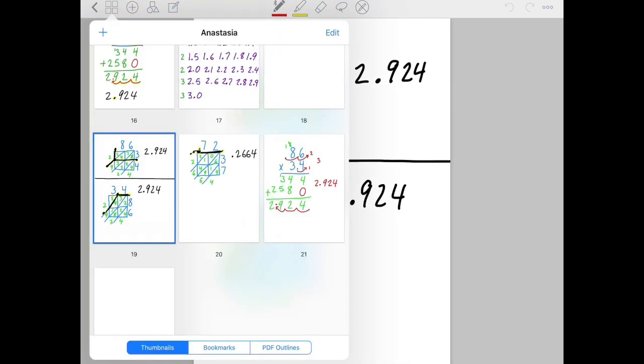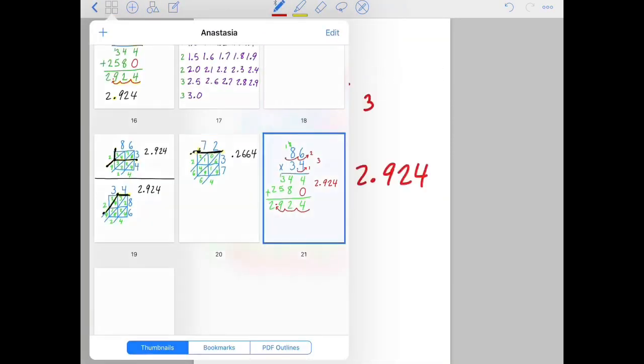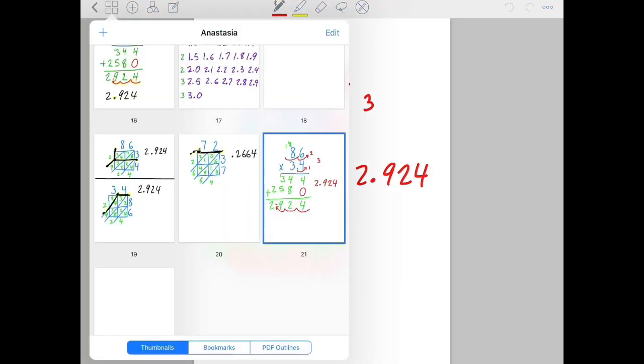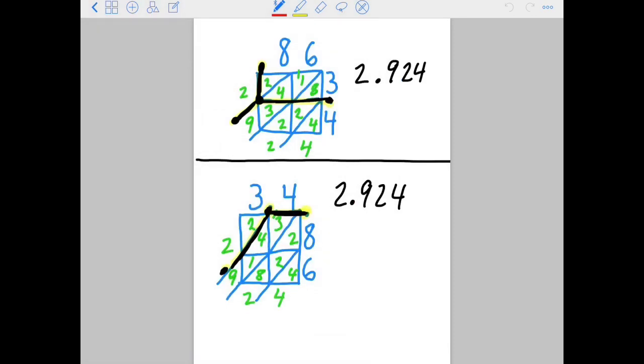Okay, there's your third example. And U.S. traditional, nothing really changes. You're just moving it to the right how many times, and then you're adding it in there. Now, you guys have to remember, for all these problems, I need you doing estimates. I'm always going to have you do estimates.